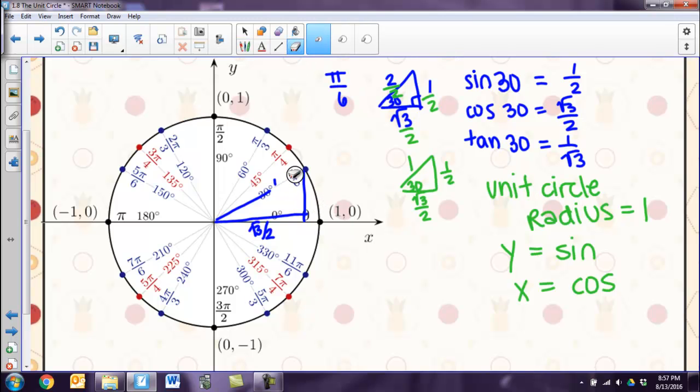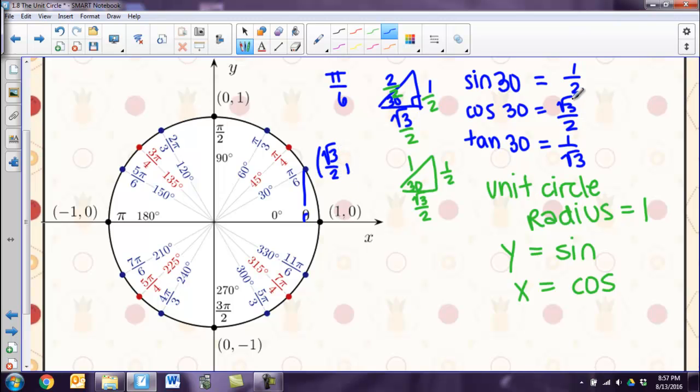So I'm going to erase some of this, and I'm going to write this as an ordered pair like you used to see in 8th grade. When I have that, I know that my x value is going to be the cosine of that angle, so root 3 over 2, and then my sine is going to be my y value.